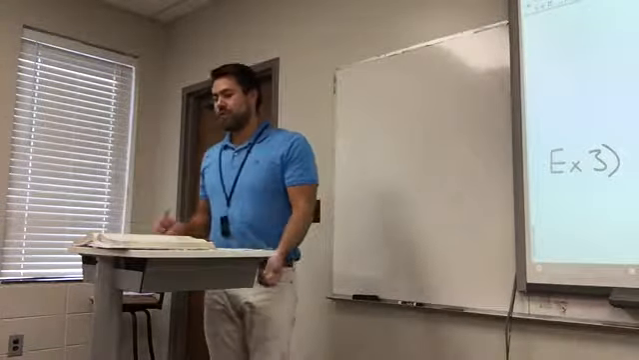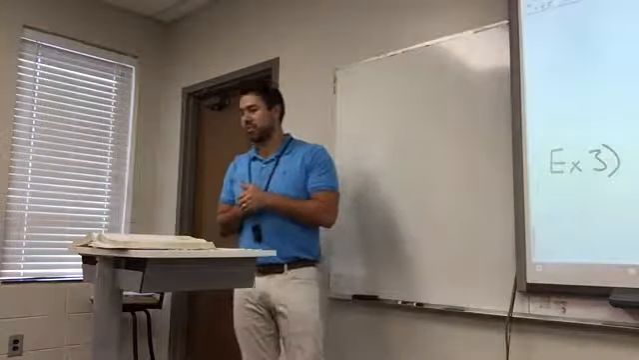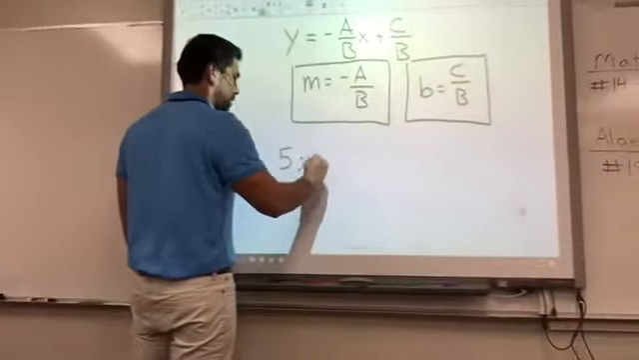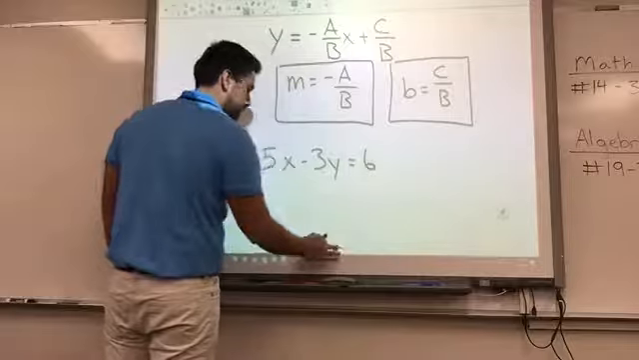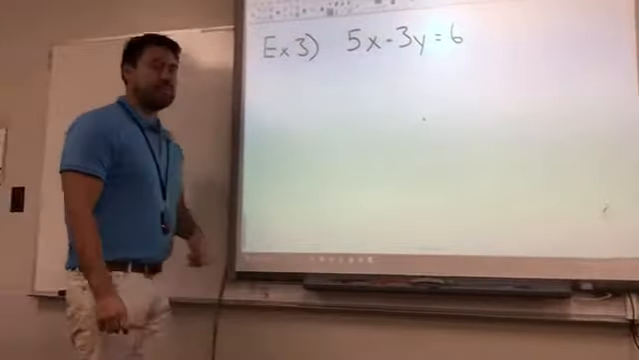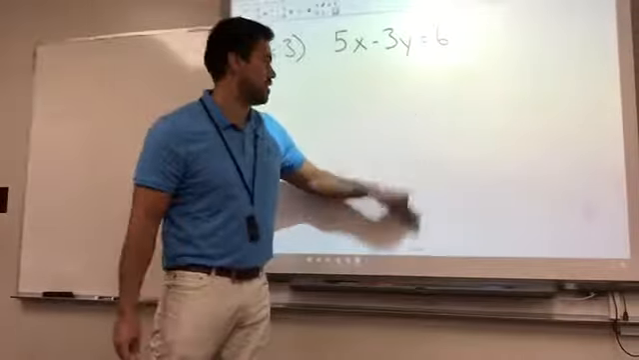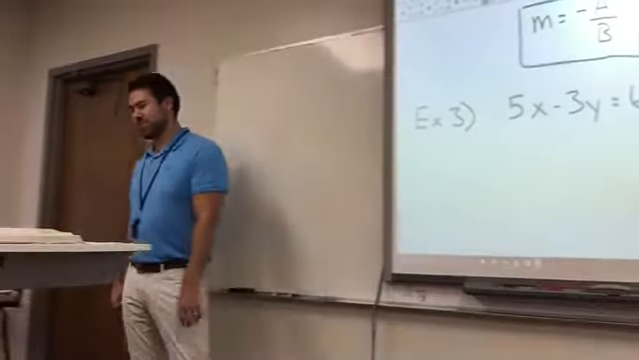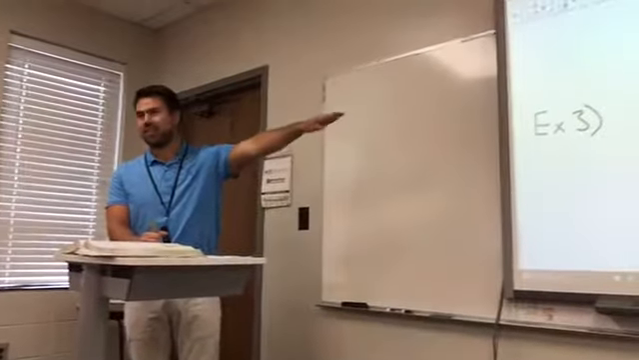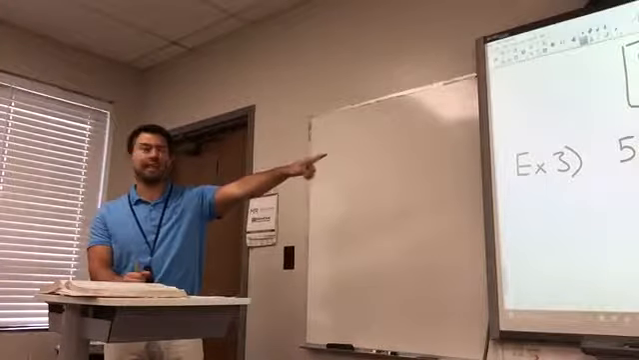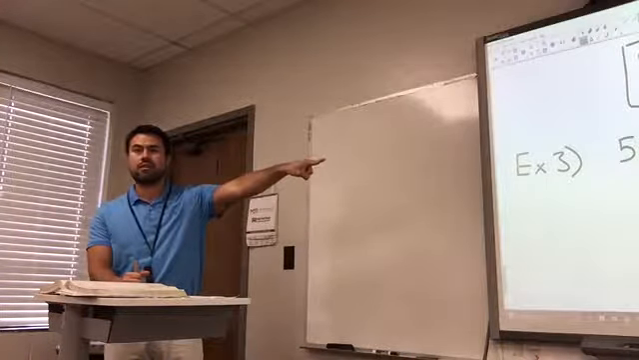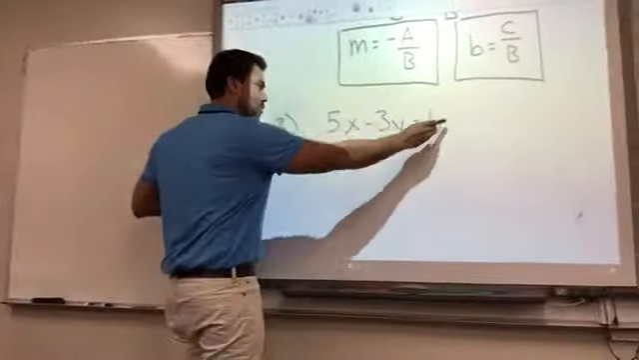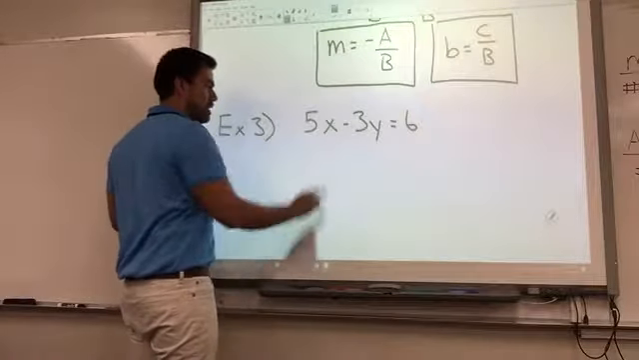Example 3. Find the slope and y-intercept of the graph 5x minus 3y equals 6. Okay, 5x minus 3y equals 6. What form is that in? Standard form. You sure about that? I see a negative 3 right there. Yeah, you can have a negative 3. What cannot be negative in this standard form? 5 cannot be negative. All right, so we're good.